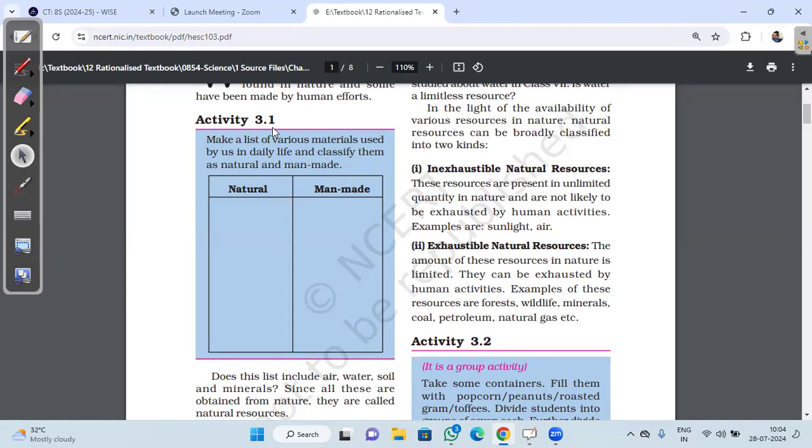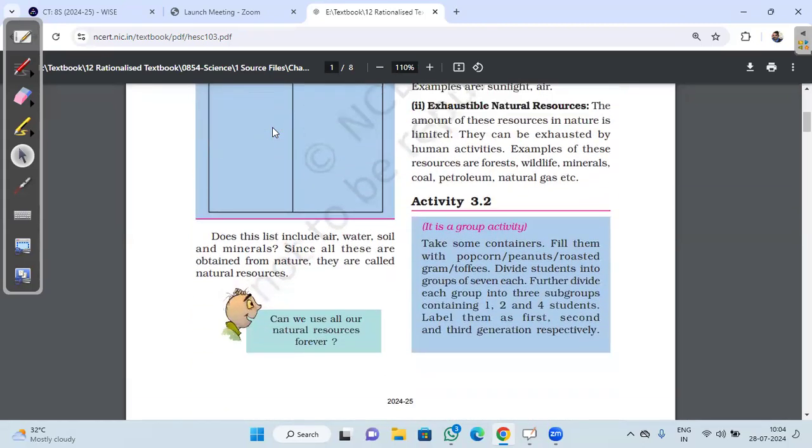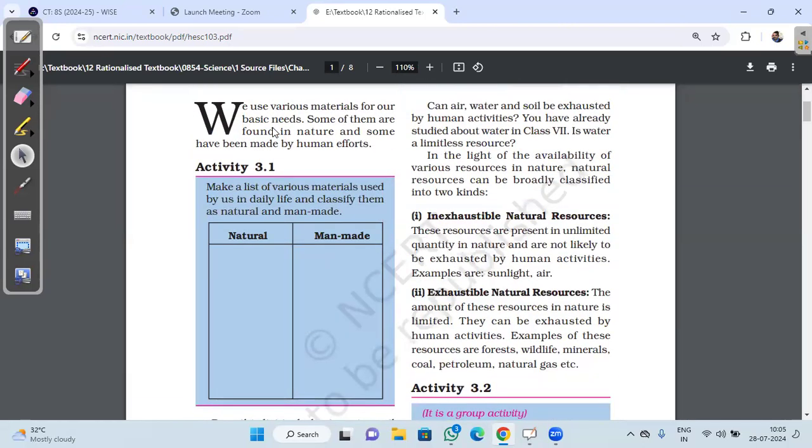Coal and petroleum are found from under the earth, and these are natural resources. Natural gas is also a natural resource.